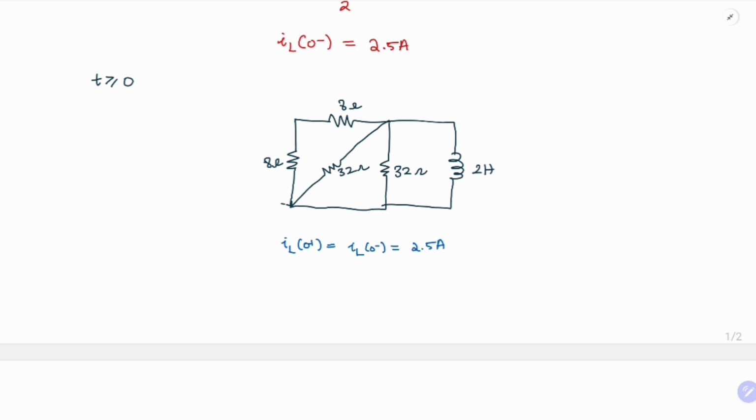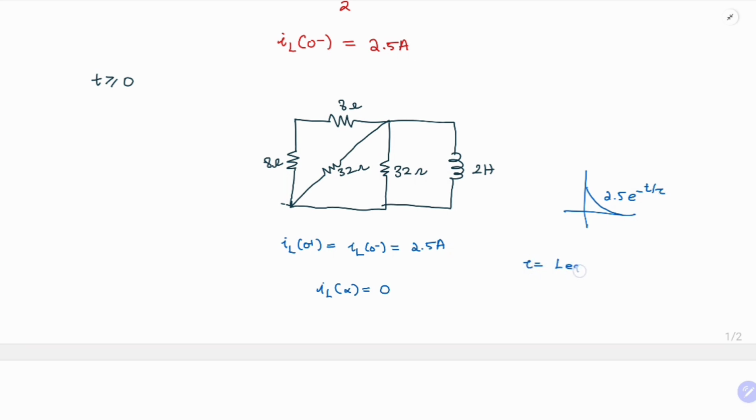And finally, what will happen? Since this is only an R and L circuit without any sources to provide energy, eventually this current will die out. So you can say IL of infinity is equal to 0. How will the decay look? The decay will be exponential because it is a single RL circuit, right? It has a single pole. So it will be of the form 2.5 e power minus t by tau. So we are left with only finding tau.